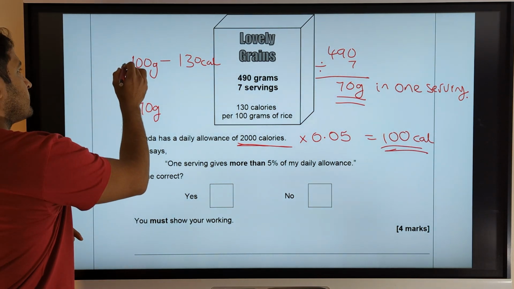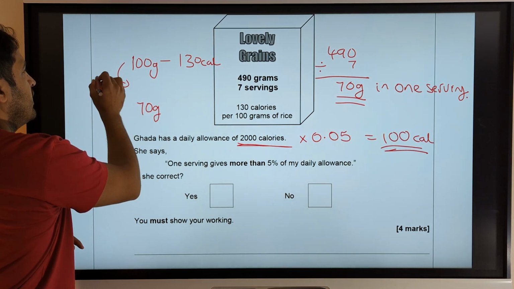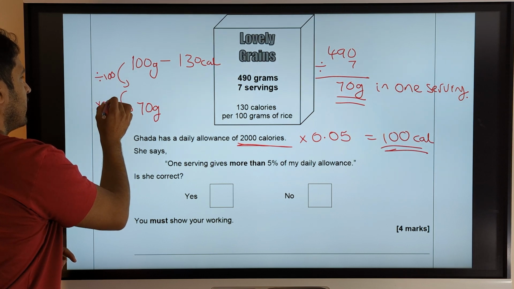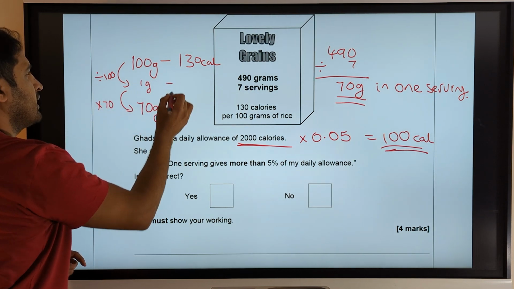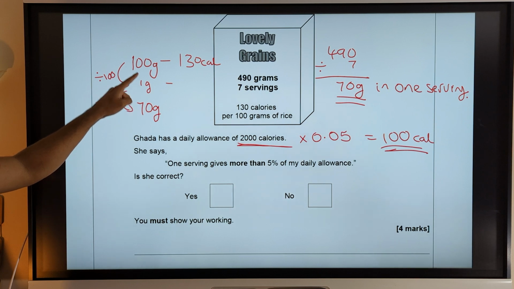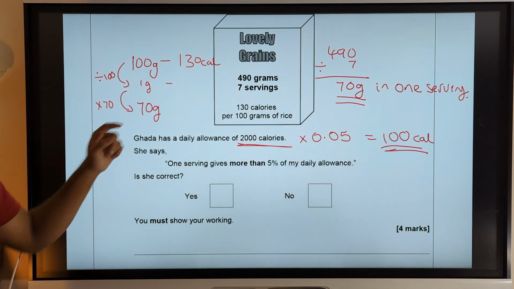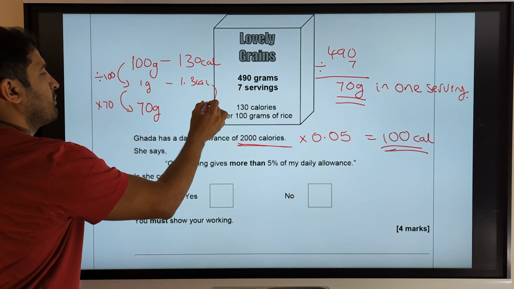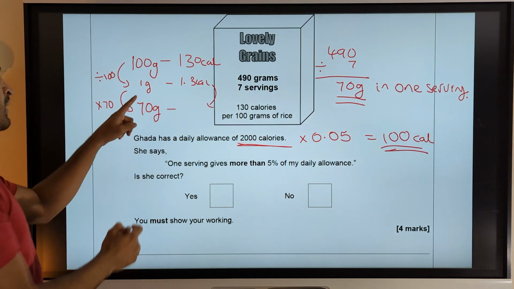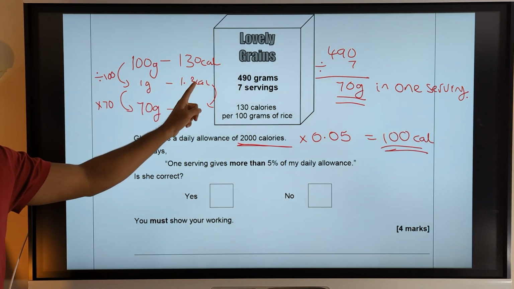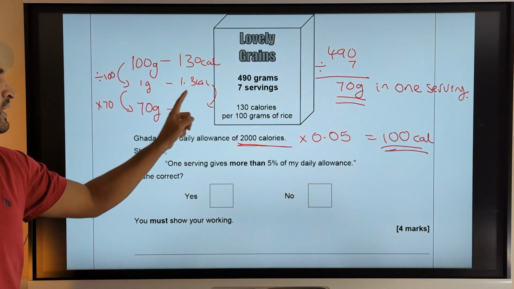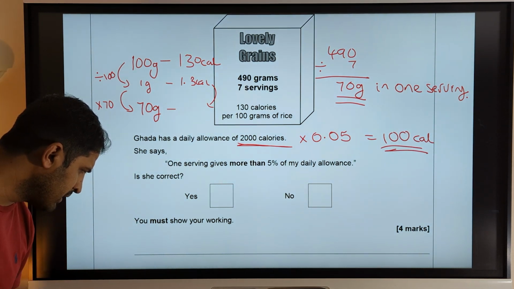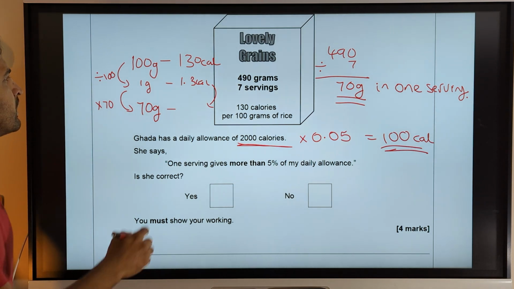So you're basically trying to work out how many calories there are in 1 gram, so divide that side by 100, divide that side by 100. So in 1 gram we have 1.3 calories. And then multiply both sides by 70. So 1 gram has 1.3 calories, so 70 grams would be 1.3 times 70. 1.3 times 70 will give you 91.